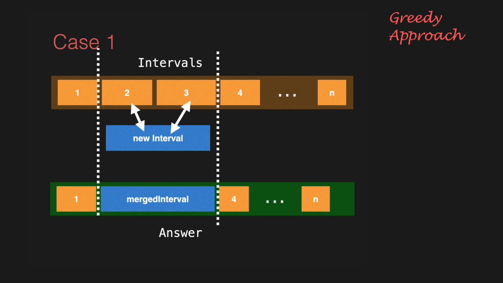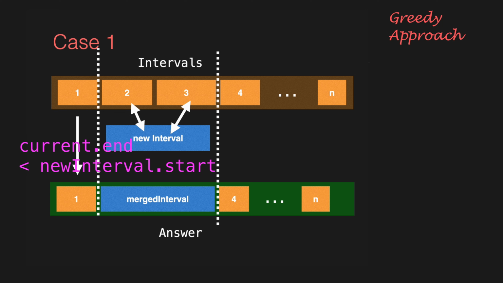Case 1 can be that the current interval is completely before the new interval. In this situation, there is no overlap, so we can safely add this current interval to our result list. And programmatically, we check this by seeing if the current interval's end time is less than the new interval's start time.